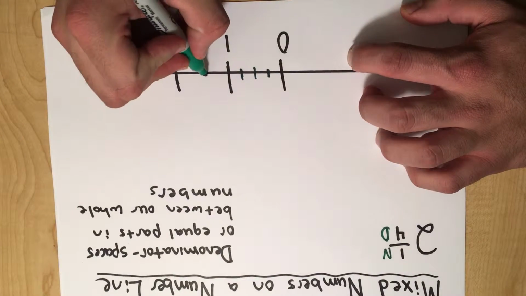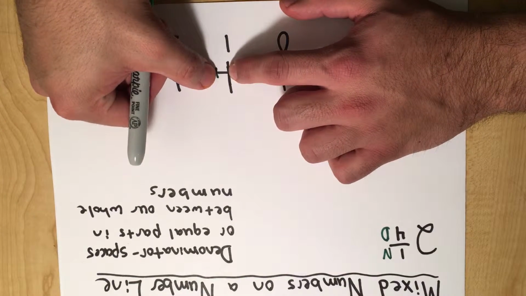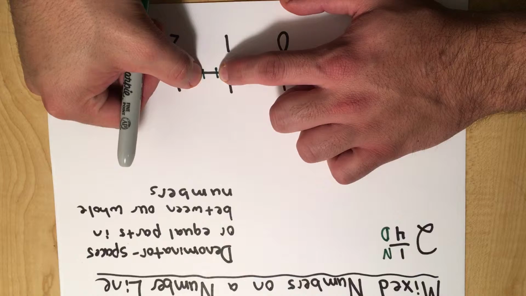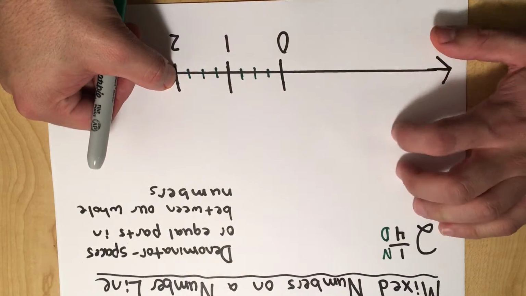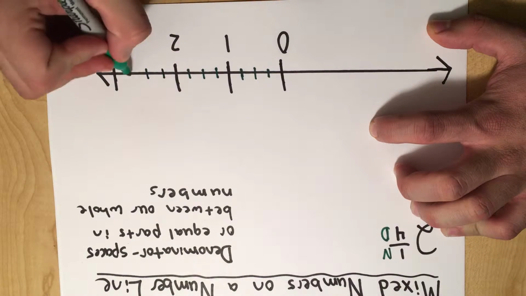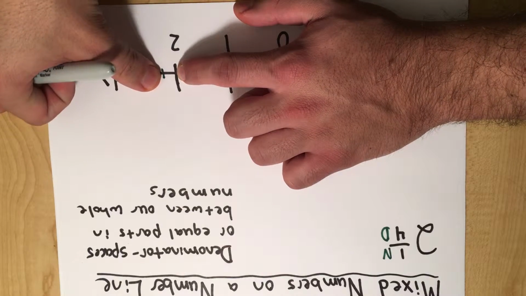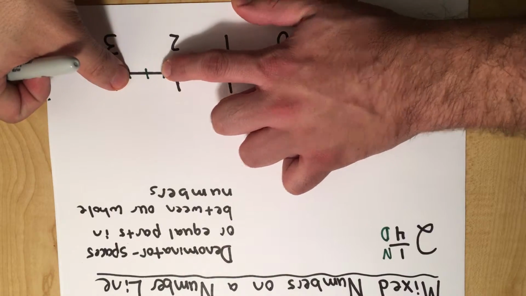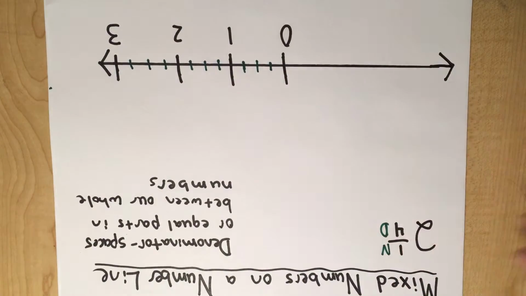We're going to do the same thing over here. That's 1 space, 2 spaces, 3 spaces, and then 4 spaces. Now let's do our last whole number. Let's count them. We've got to make sure we get this right. That's 1 space, 2 spaces, 3 spaces, 4 spaces in between each whole number.